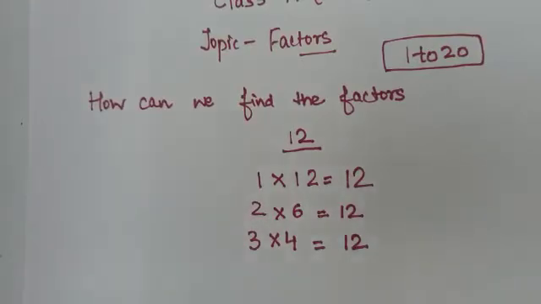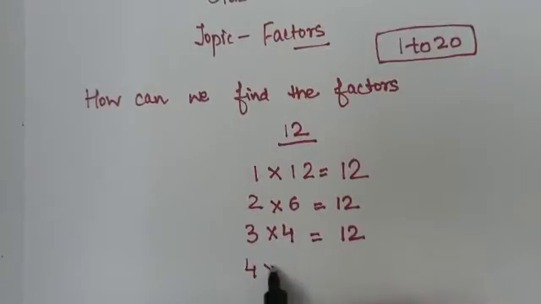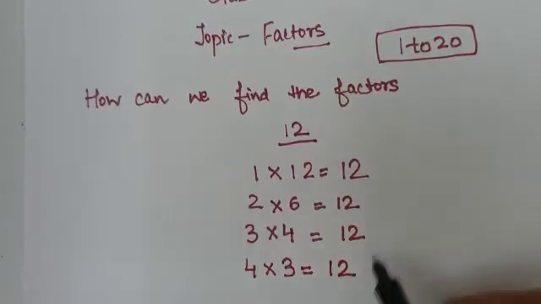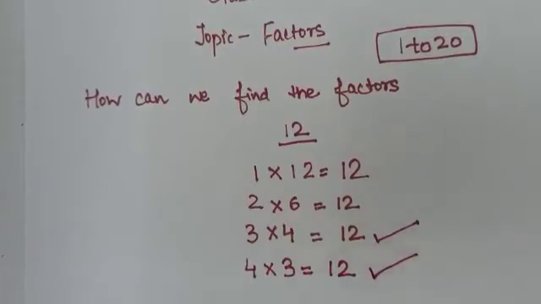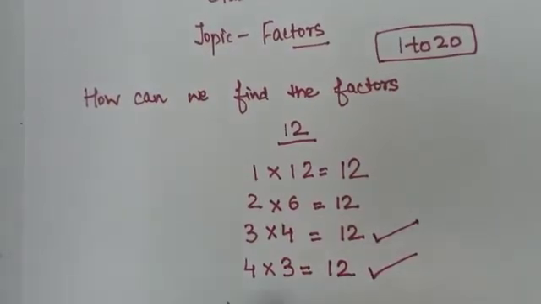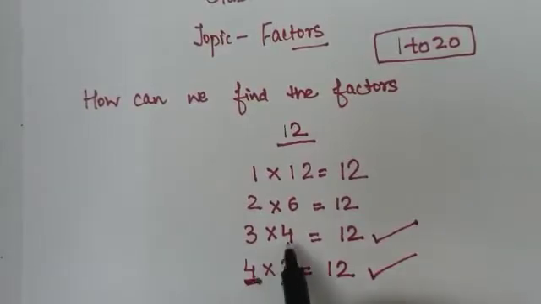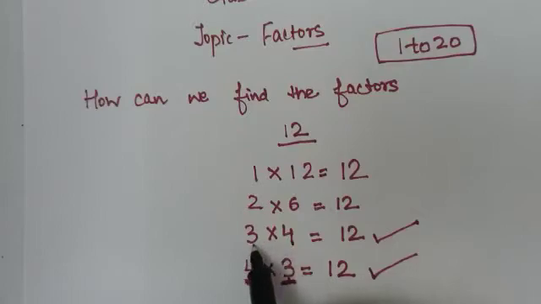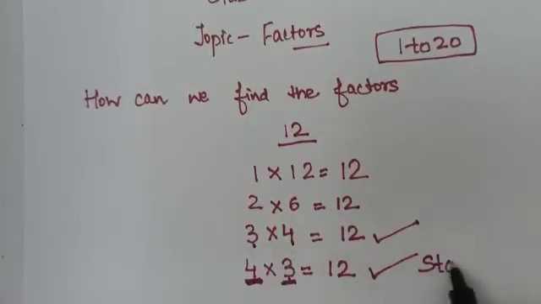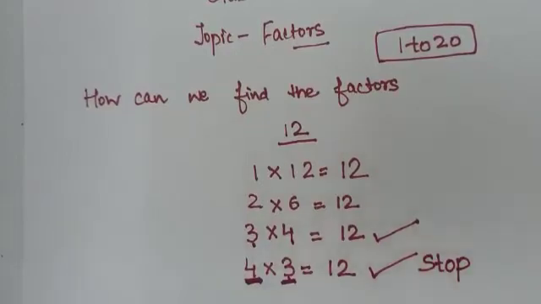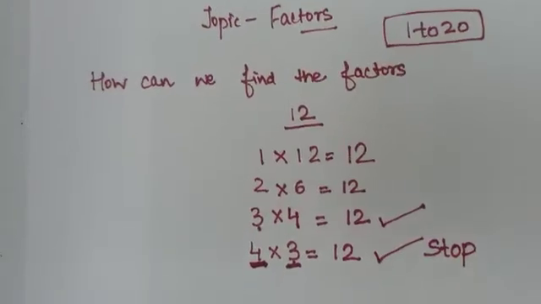Or you can write also, there will be no problem if you write it like this. You can stop here also. One thing keep in mind, if the repetition occurs, you can see here 4 is repeating, 3 is also repeating. So we will stop at that step. Now we are done. Only we have to write the factors of 12.